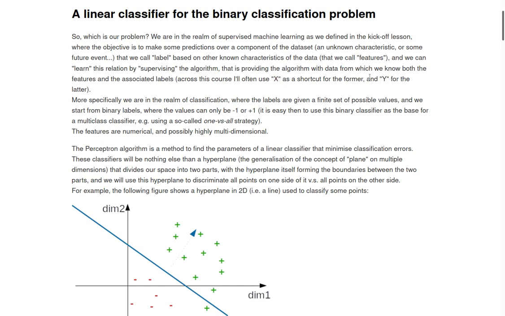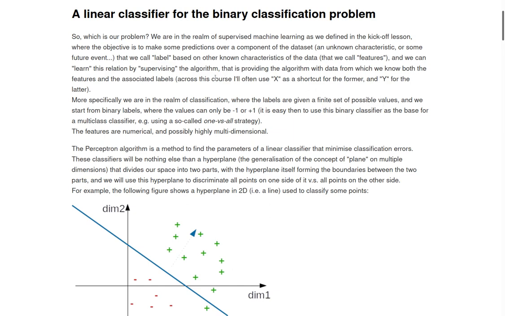And somehow teach the algorithm the relation between X and Y. Depending on the kind of prediction, we can make regressions when we want to estimate a continuous value, or we can make a classification where the Y, the labels that we want to estimate, are restricted to a finite set of possible values.